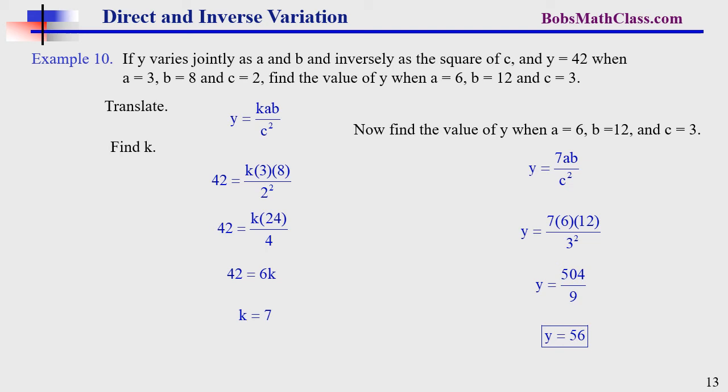Okay, so that's the idea. Just remember the 3 steps. Number 1, translate. Number 2, use the given numbers to find k. And then lastly, use the value of k that you found and the new set of numbers to find the unknown.